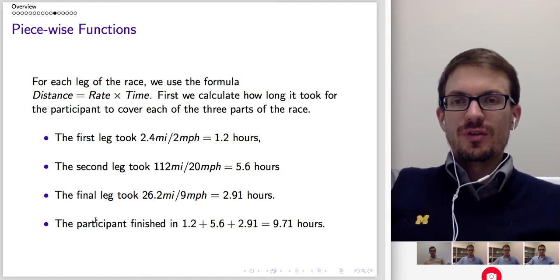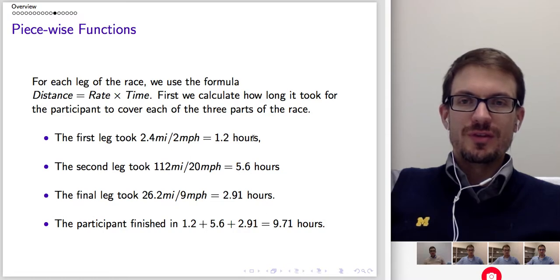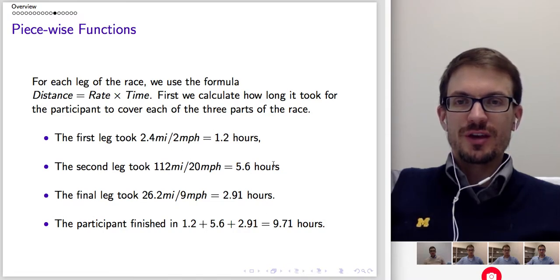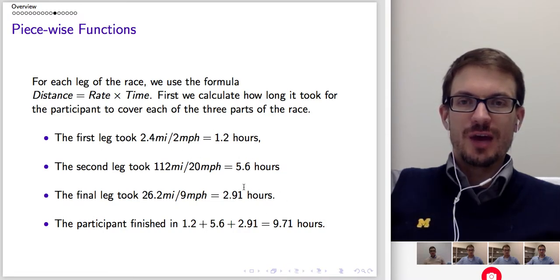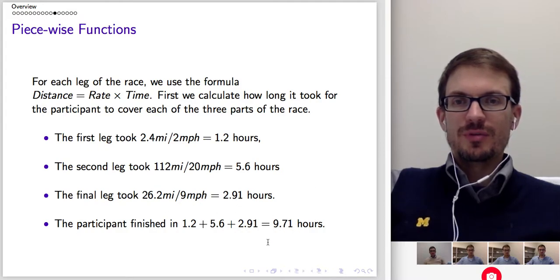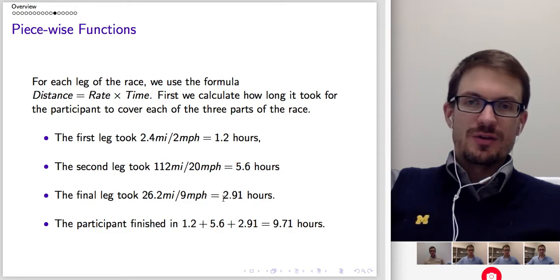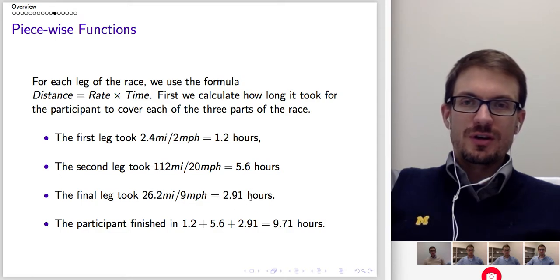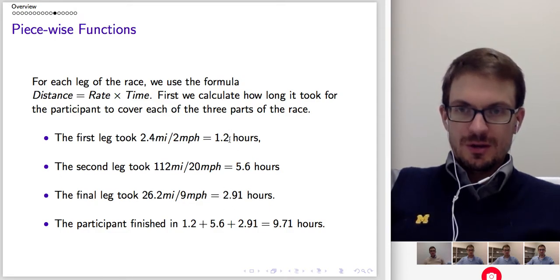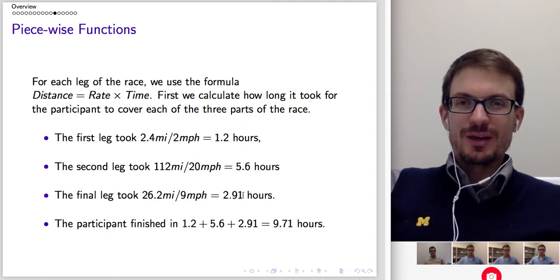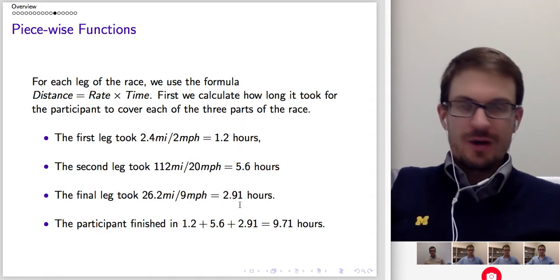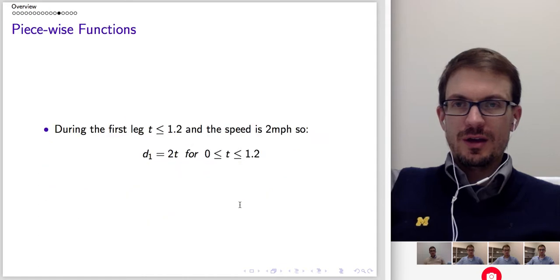Okay, so the total finishing cumulative time is the sum of the hours spent on the first leg, the hours spent on the second leg, and the hours spent on the third leg: 9.71 hours. And a marathon in under 3 hours is pretty good, especially after having done all the swimming and biking, though a 3-hour marathon in itself is not elite.